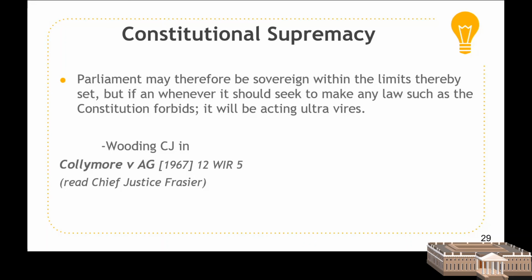But a supreme constitution binds Parliament's actions if they are incompatible with our supreme source of law. Wooding CJ in Collymore and AG actually says this, another West Indian case. Parliament may be sovereign, but within the limits that are actually set. And if they act outside of that scope or ambit, they act ultra vires. If you're intra vires, you act within the scope of your given power. Ultra vires is outside the scope.